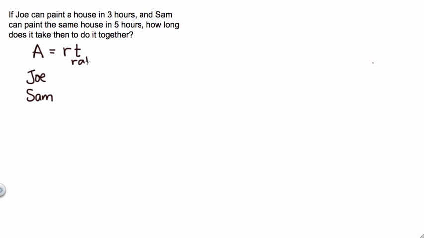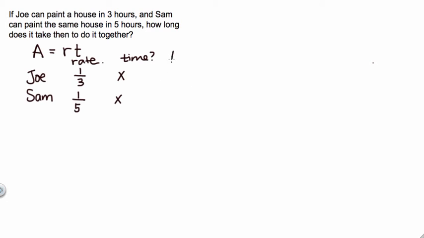So first off, their rates are already given. Joe paints one house in 3 hours, and then Sam paints one house in 5 hours. Just recall that however long it takes, 1 over that time is the rate. And then our question is, how long does it take when they work together? So we don't know the time, but whatever the time is, it's going to be the same for Joe and Sam because they're going to be working together on this project.